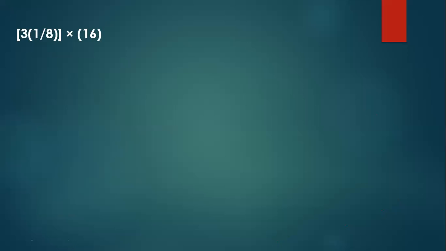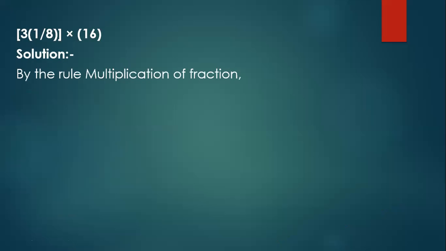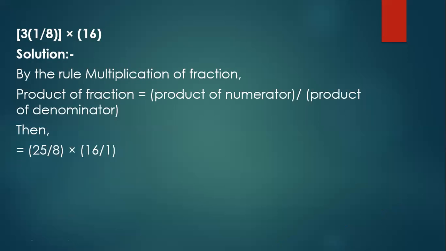Suppose again I have a mixed fraction over here. We have 3 1 by 8. Children, how do we convert 3 1 by 8 into an improper fraction? We'll multiply 8 by 3. 8 multiplied by 3 will give me 24. We'll add 1 to it, we'll get 25. So the first fraction will become 25 by 8. The second one could be written as 16 by 1.